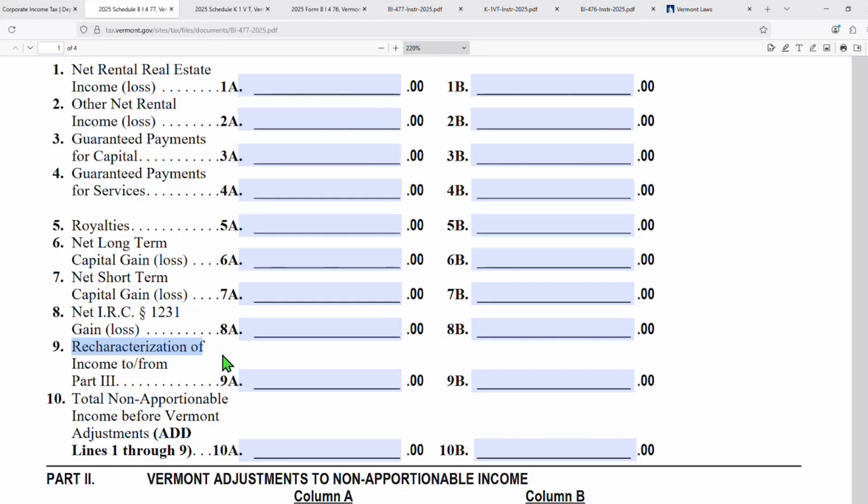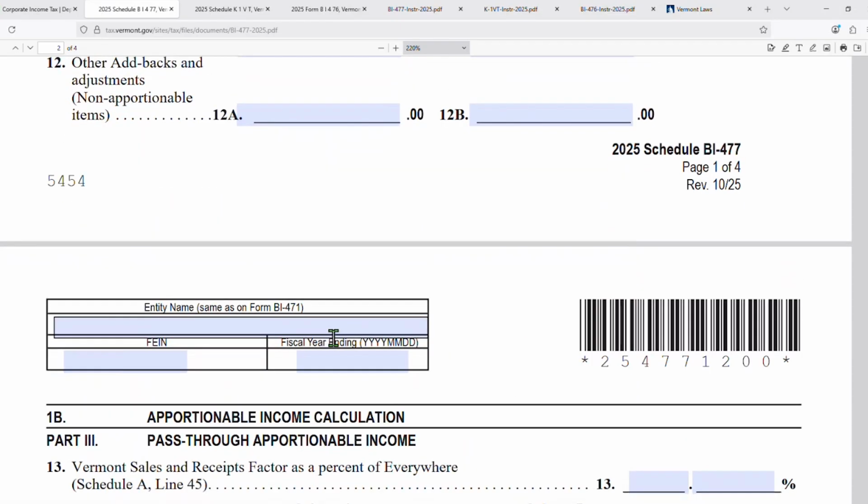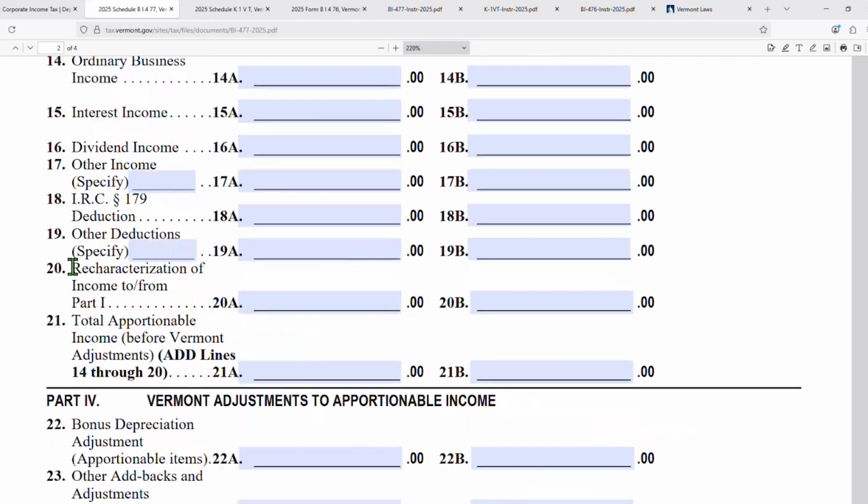Yeah. So basically, if there are values that are included in column A that should not be non-apportionable, that should be apportionable instead, what you would do is subtract them out on line 9A. Again, almost like a debit and credit, anything that you subtract out on line 9 then needs to be added on the corresponding line in part 3, 20A, right? So if you subtract 900 out of part 1 here, you're going to have to add 900 on 20A. Yeah, the income doesn't disappear, it just gets recharacterized.